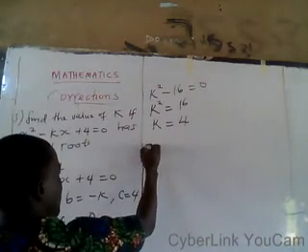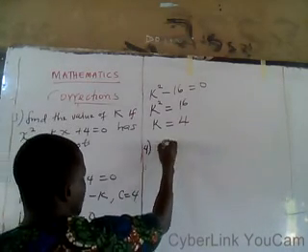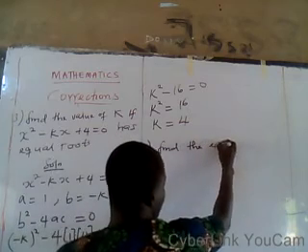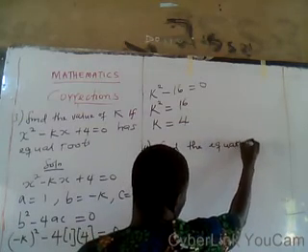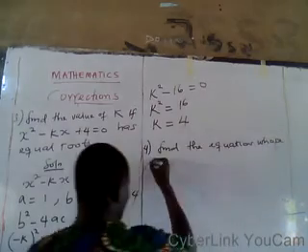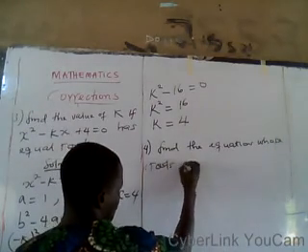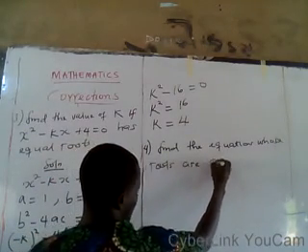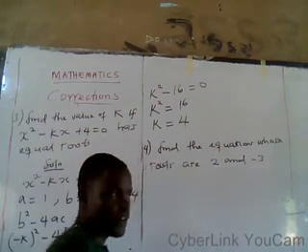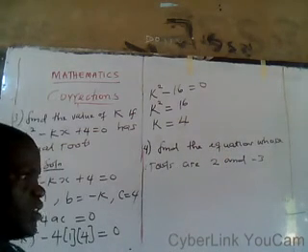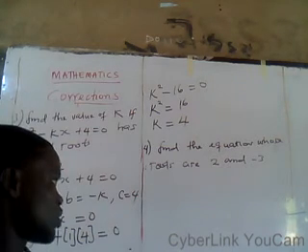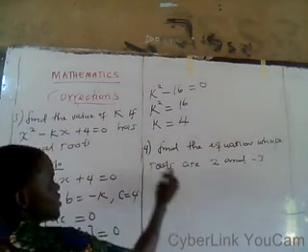And the number 4 question is: find the equation whose roots are 2 and minus 3. This one is a very simple question. It is common in OBJ, and that's what I give you.